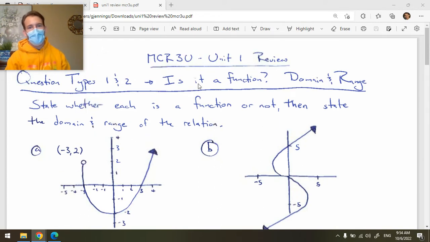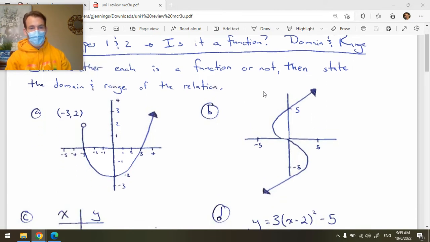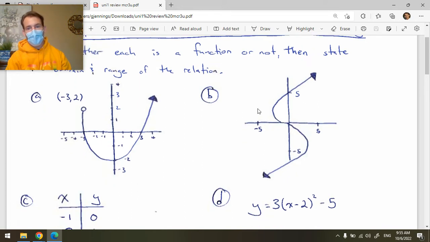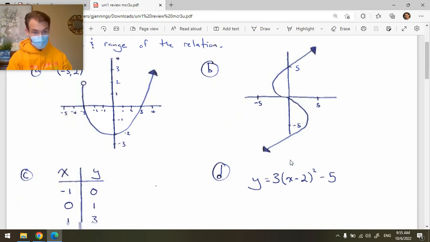Our first question types have to do with identifying is that thing a function or not, and then stating the domain and range. So when we're looking at is it a function, we're going to take a vertical line and drag it across these things. So here I can see that a vertical line would touch this at only one point. The first one, A, so it is a function. B, on the other hand, wow, that vertical line, even the y-axis itself is touching that at 3 points, so it is not a function.